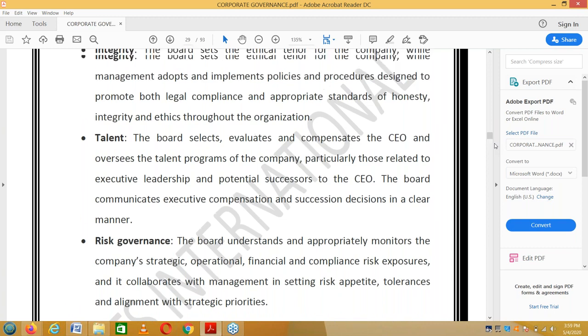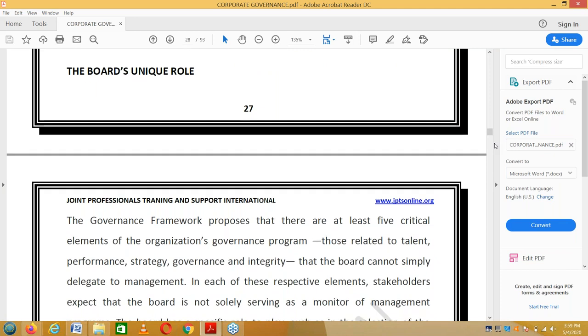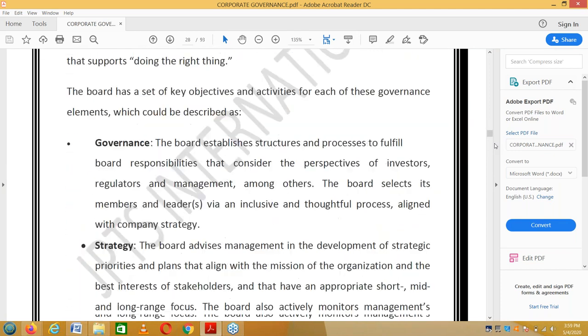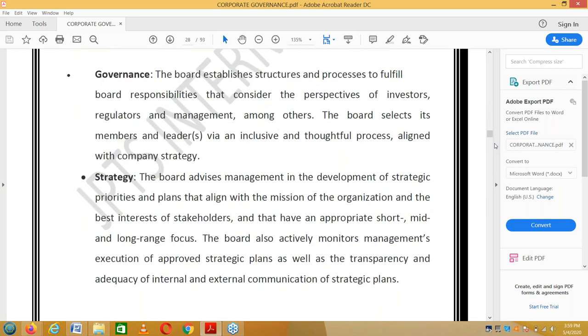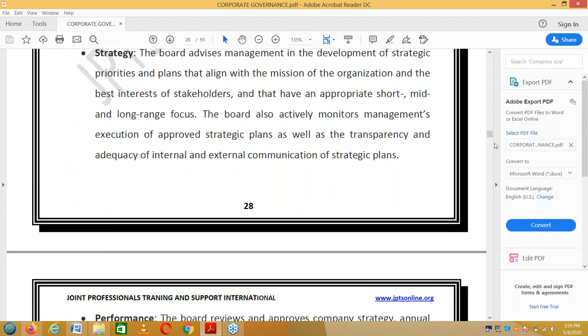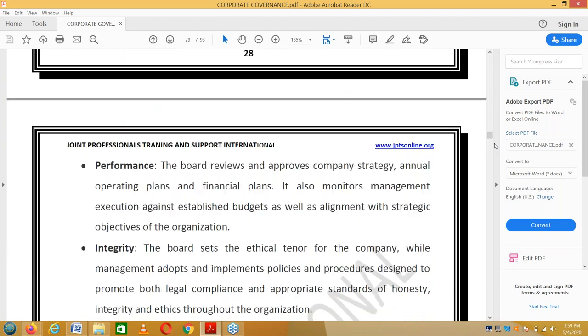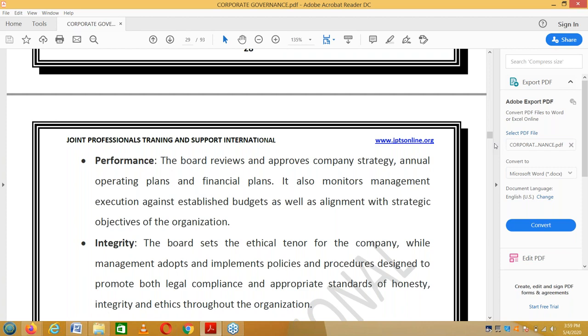All these are the board's unique role. They are to govern, they are to create strategy in managing the company, in meeting the objectives of the organization. They are to approve and look into the performance of the company, and the rest.